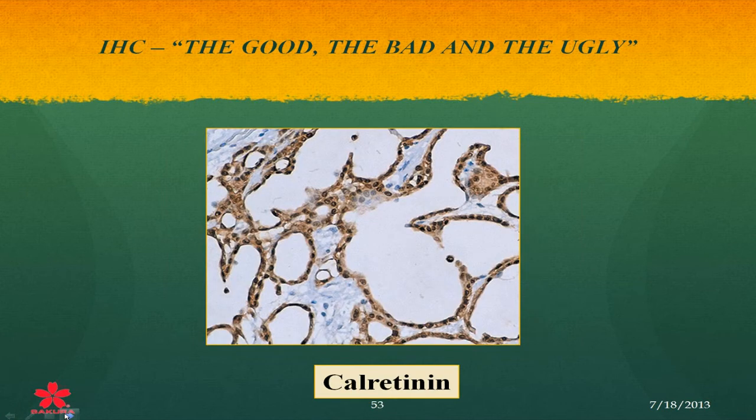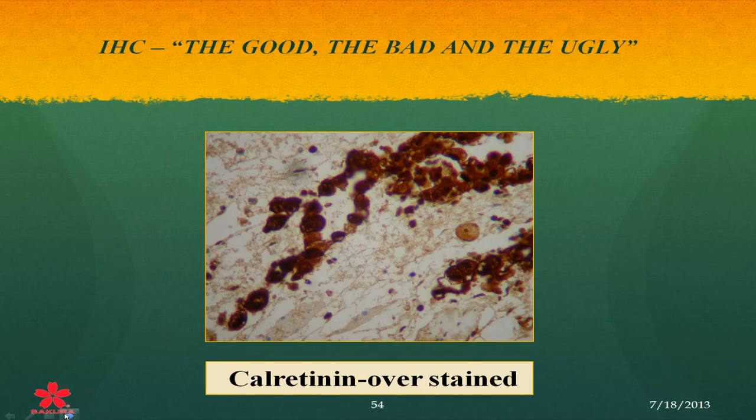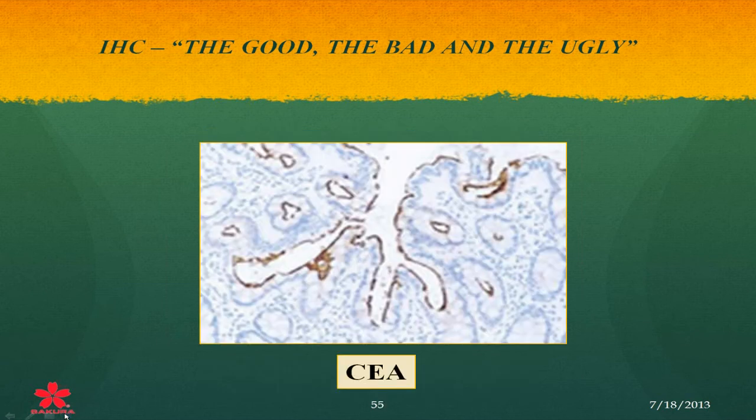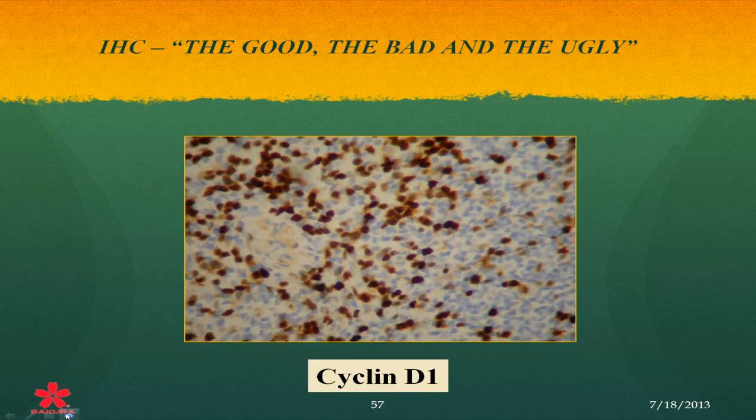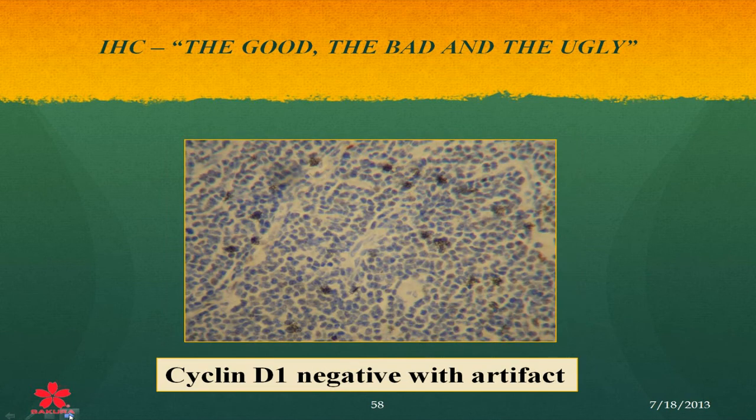Here's a calretinin stain, and it's a cytoplasmic and nuclear stain. And here's a calretinin, which has been overstained, and you've got a lot of background stain. Okay, here's a CEA, and it's a cytoplasmic stain. And this CEA, if you ever see uneven patchy staining, this is what it looks like. Here's a cyclin D1, and it's a nuclear stain. Okay, here's a cyclin D1 negative with artifact, and you can see the areas of artifact throughout.